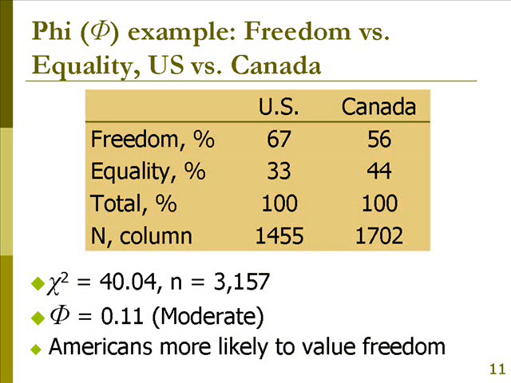To see phi in action, we can return to our example of Americans and Canadians in terms of their preference for freedom or equality. And when I run phi on that, based upon the chi-squared value and the number of cases, I see, first of all, that there is an association. In other words, phi is above 0, so that tells me that there is an association. It exists. The strength is 0.11, so according to the chart we looked at in a previous slide, it shows that there is a moderate association. And in terms of the direction, we have to do the eyeball test, and we see that Americans are more likely to value freedom.